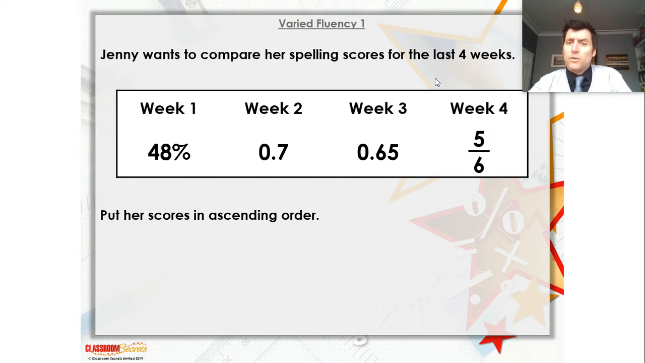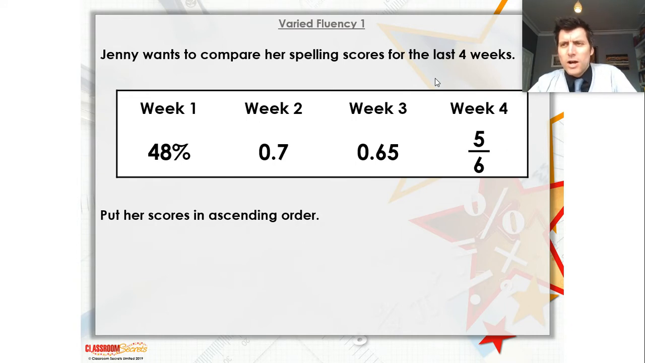I can definitely see week 3 is smaller than week 4 because they're both decimals, and that the 10th value is 0.6 in week 3, whereas it's 0.7 in week 2. Now I know that 0.6 is greater than a half. So I therefore know that week 1 is smaller than week 3, and week 3 is smaller than week 2.